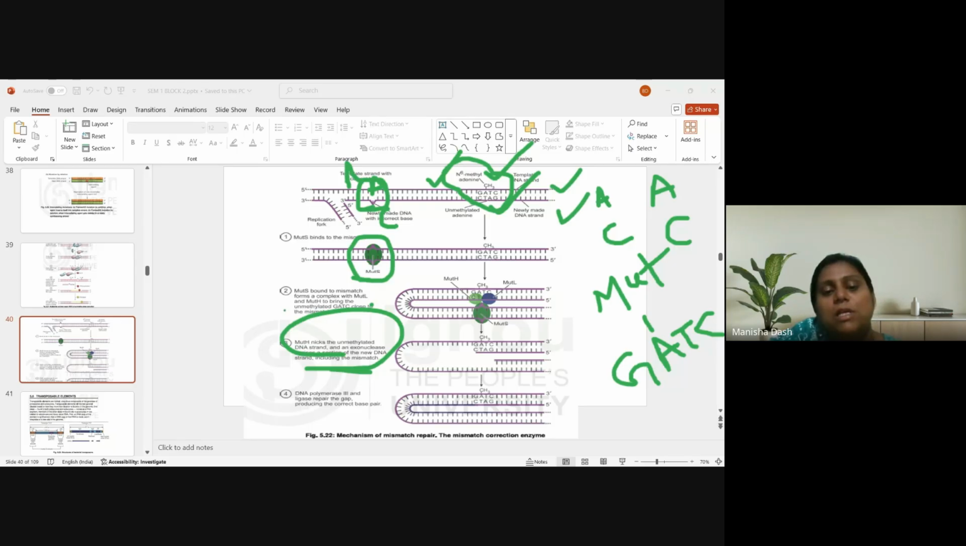Then an exonuclease comes and cuts the entire wrong sequence. Along with the mismatch sequence, it will be cutting the rest of the DNA sequence as well, for creating a gap where the gap can now be correctly filled by the DNA polymerase 1 and ultimately sealed by the DNA ligase to form the complete DNA strand. Okay.